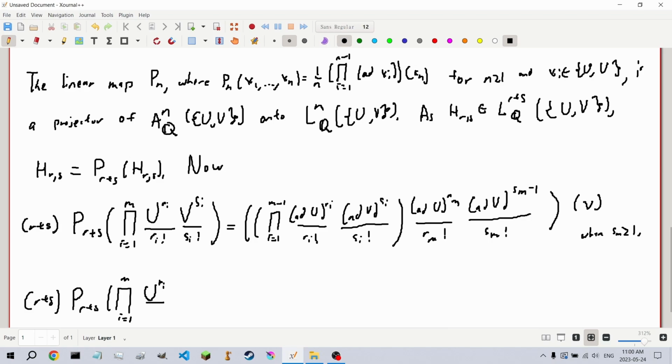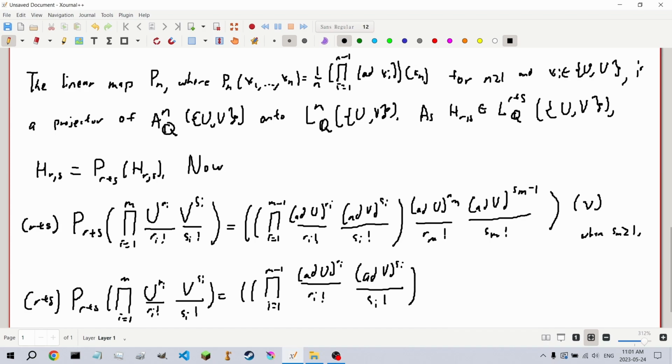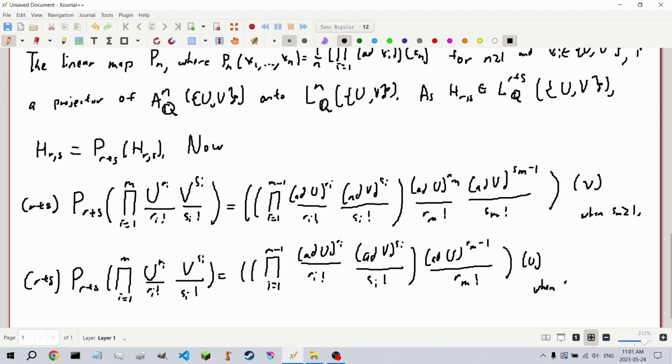And so our new function looks similar. But now it just is going to end a bit different. Once again, i equals 1 to m minus 1, the adjoint of u to the r_i over r_i factorial. This inner term stays the same, because this is all just stuff we're leaving alone. And then this time it ends in the u's and we're tearing off one to act on. So we get the adjoint of u to the r_m minus 1 over r_m factorial. Now acting on u, when s_m equals 0, which gives us, of course, r_m, we want to be at least 1.